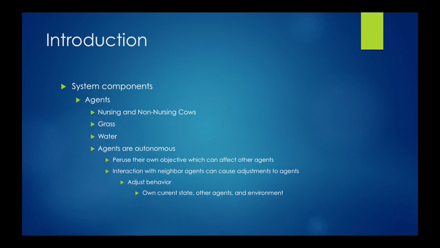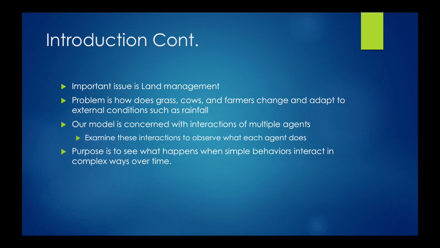Okay, so an introduction to our system, some of the components. The agents we used are nursing and non-nursing cows, as mentioned before, grass, and water. Now, all these agents are autonomous, so they pursue their own objectives, which can affect the other agents, but they don't directly communicate with each other. As I said, the neighbor agents can cause adjustments to agents' behavior, but they do not communicate to do so. It's just the actions can cause these changes.